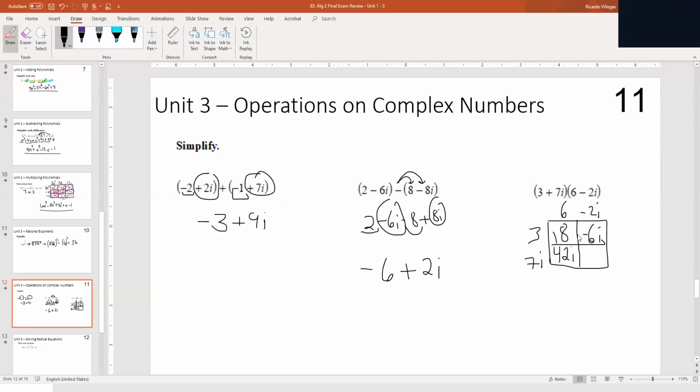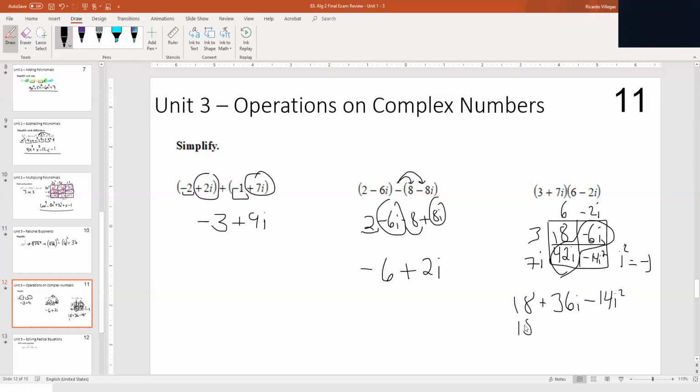And then 7 times -2 equals -14i squared. Okay, so we combine the two terms in the center. So we get 18, 42 minus 6 is equal to 36, so plus 36i. And then minus 14i squared. But remember that i squared is the same thing as saying -1, or it can be simplified to -1.